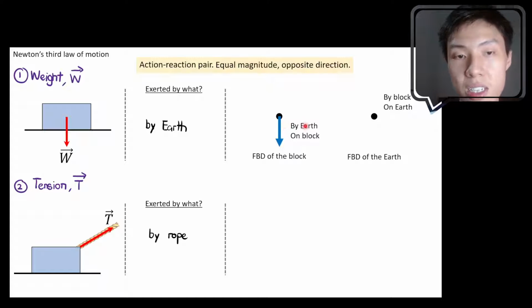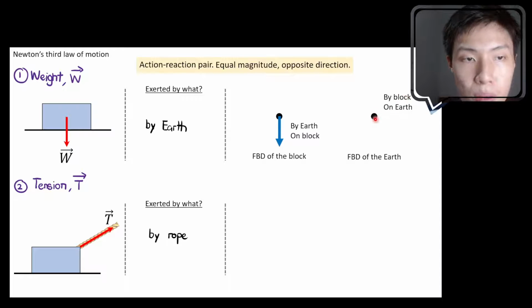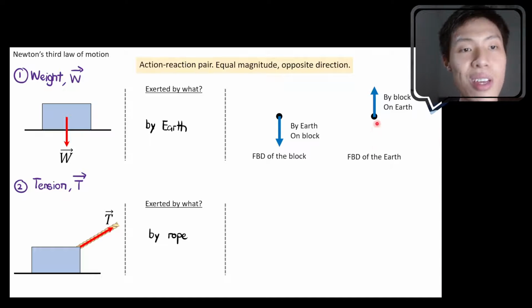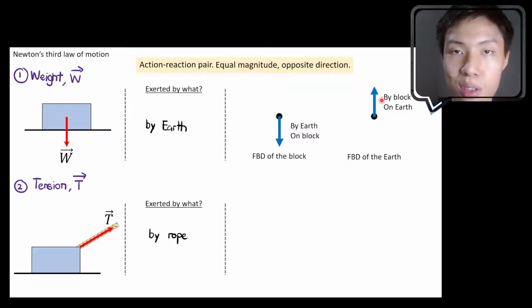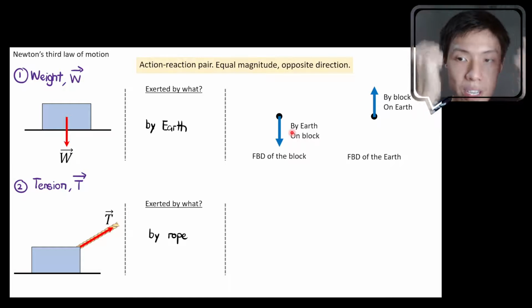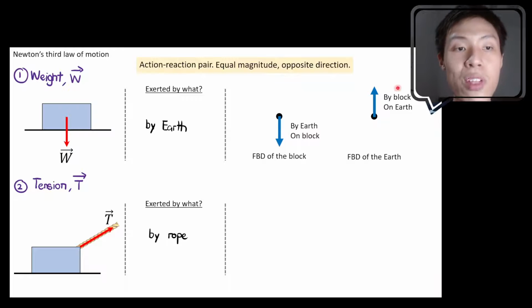So if the force exerted by Earth on block is pointing downwards, then the force exerted by block on Earth will be pointing upwards, the opposite direction. So if you draw the FBD of Earth, you draw this upward-pointing arrow to show that the block is actually trying to pull the Earth upwards. The small block is pulling the Earth upwards using this force. And this force has the same magnitude as the force pulling the block downwards. You'll learn more about why the block can pull on the Earth in chapter 7 on gravitation later.